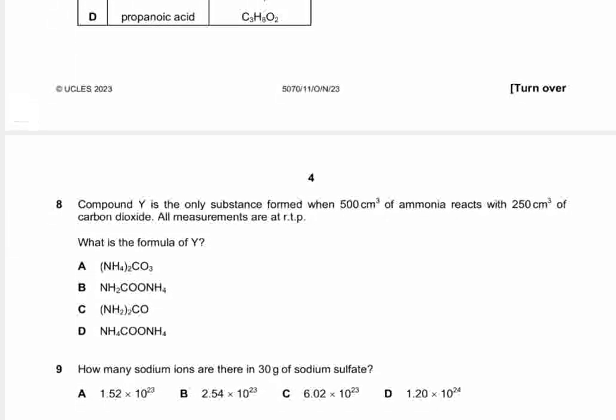Then for 8, a compound is the only substance formed. Ammonia is reacting with carbon dioxide. So, which formula is the product here? It is the B option, NH2COONH4. So the B option is the correct one here.